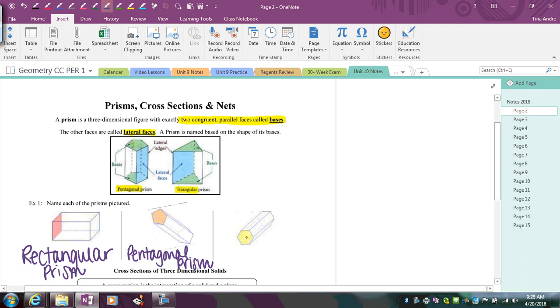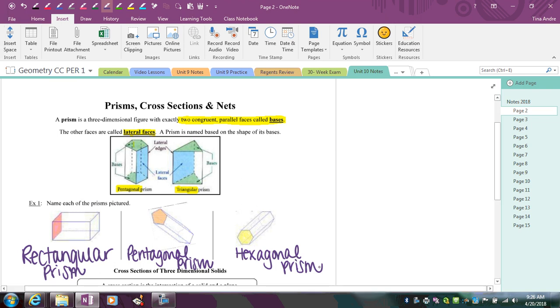And then we look here, well, here's my two congruent faces. So these must be the bases. They're parallel to each other. Those are hexagons, there's 6 sides there. So this is a hexagonal prism. So that's the one main thing here, a prism having the two congruent parallel faces.